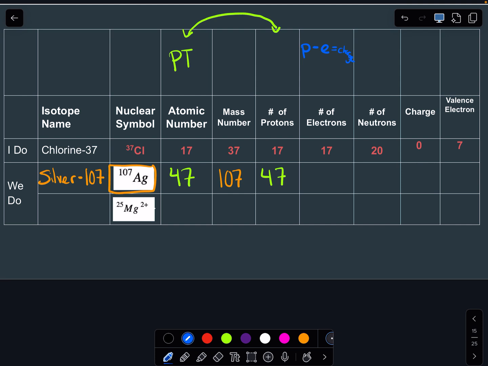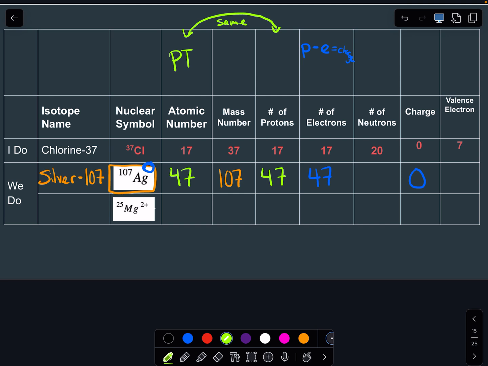Okay, so in this case, there's no charge. Charges would be shown right here on the symbol. If no charge is shown, then the charge is 0, or neutral, which means our electrons are going to be the same as our protons. So this is also going to be, not 17, 47. Because it's neutral, they're the same, but that's not a guarantee. This arrow means these two are always the same, but protons and electrons don't have to be the same.